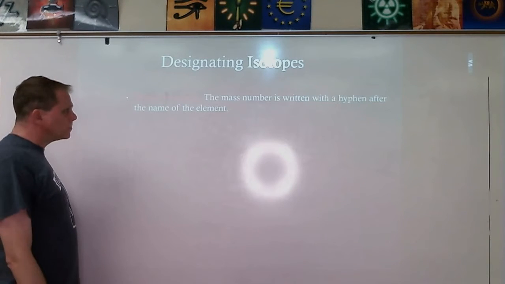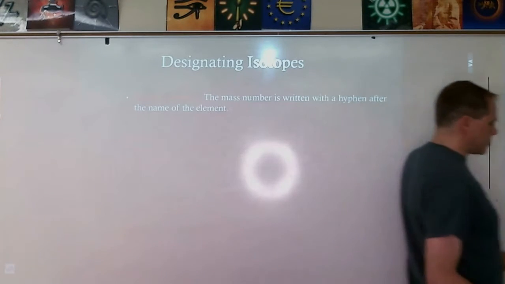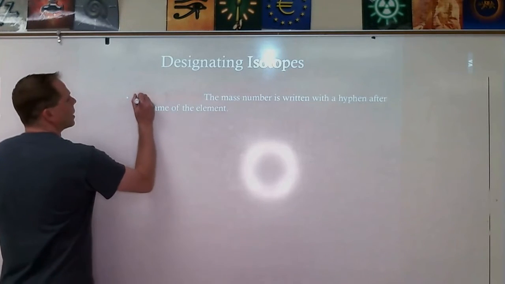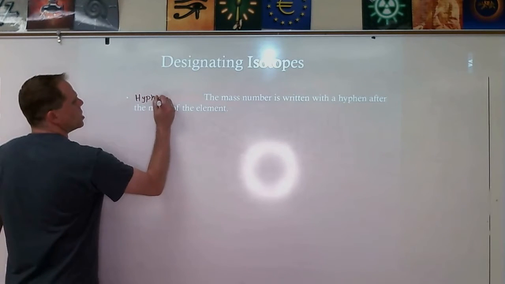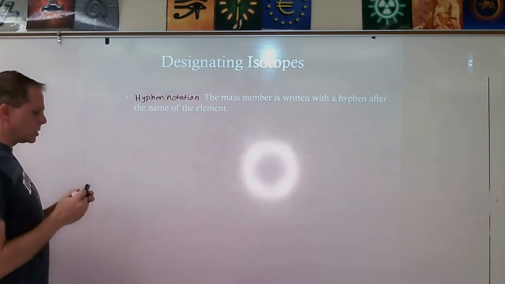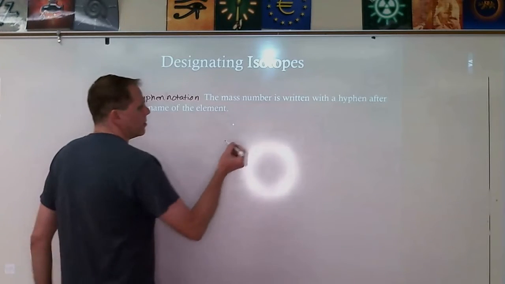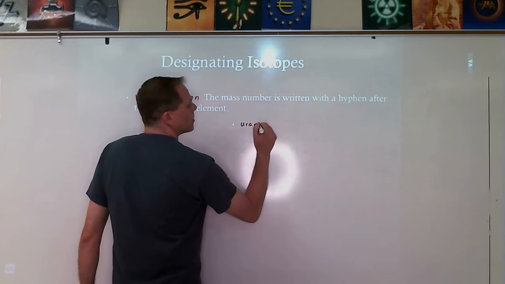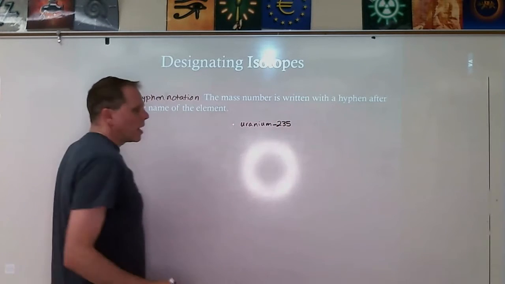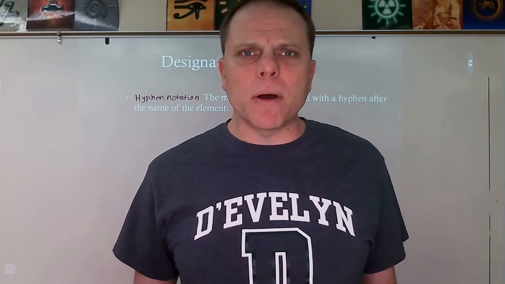Oh my goodness, so hard to see this. This says hyphen notation. I'm so sorry, guys, I should have had this written in white so you can see it a little better. But this is called hyphen notation. Mass number is written with a hyphen after the name of the element. So, for instance, uranium-235. That 235 is its mass number. It's the number of protons and neutrons that are in the atom. So how do I know the number of protons of uranium?